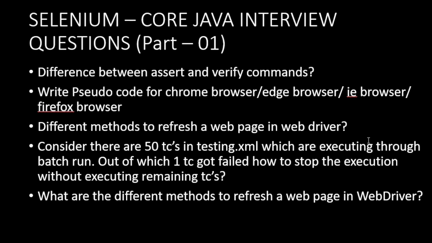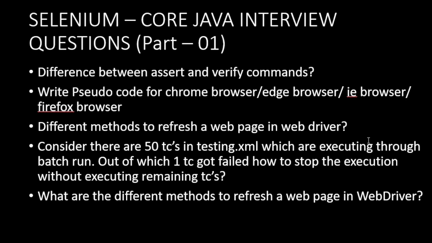And there is one more scenario question. Consider there are 50 test cases in the testng.xml file, which are executing through batch run. All these 50 test cases are executing at suite level with the concept of the testng.xml file. Out of 50 test cases, one test case fails. During this time I don't want to continue my execution for the remaining test cases. In this scenario, how can we stop our execution and come out of that particular execution? This is also one type of real-time scenario question.